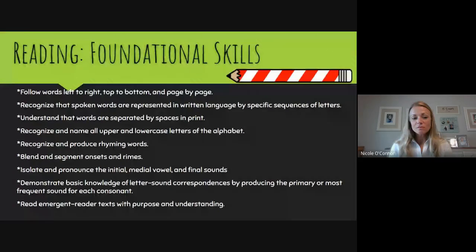Reading foundational skills is really what the children need to be able to read. So it first starts as letters make words, words make sentences. You'll read your sentences on a page from left to right. We need to teach them that there are spaces between words and that the letters need to stay together to make words. But we're also talking about blending and segmenting. So beginning sounds, middle vowel sounds, final consonant sounds. And again, we're reading those emergent reader texts, and we're doing our best to get that in with our small groups so they can also read with their friends.